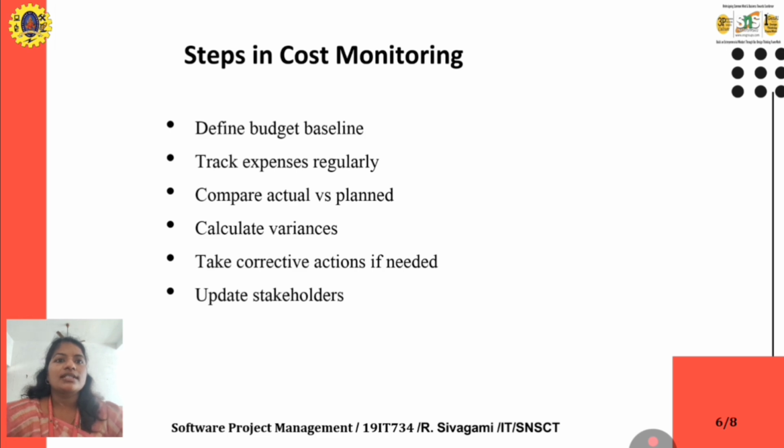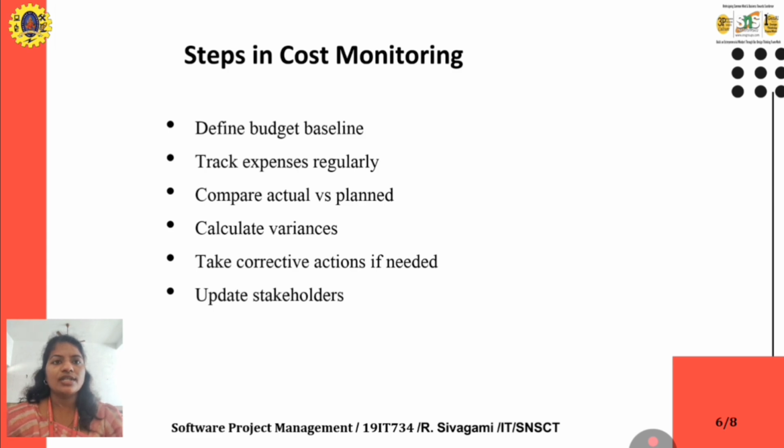The next one is the steps in cost monitoring. What are the steps we are going to follow? First, define the budget baseline. First we define our budget; this is the amount we are going to spend on that project. Then track expenses regularly. We monitor how much we spend on each and every module or task.